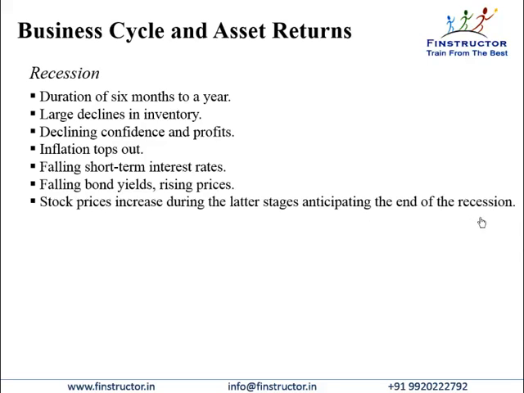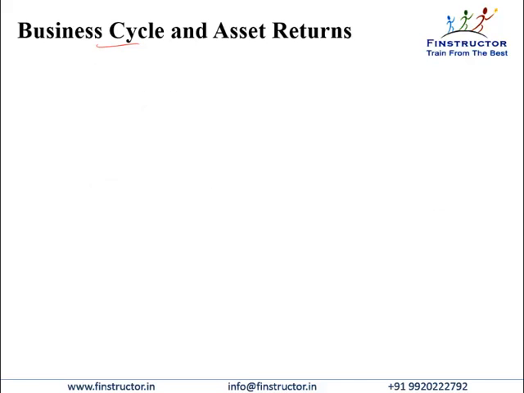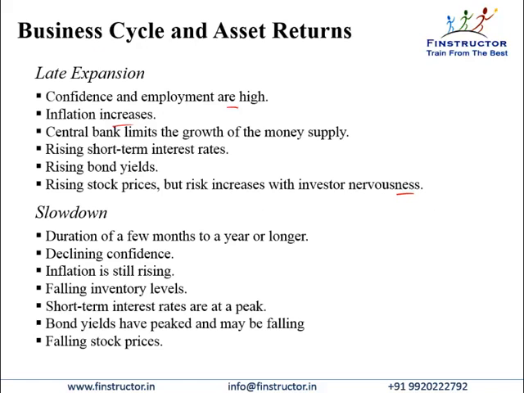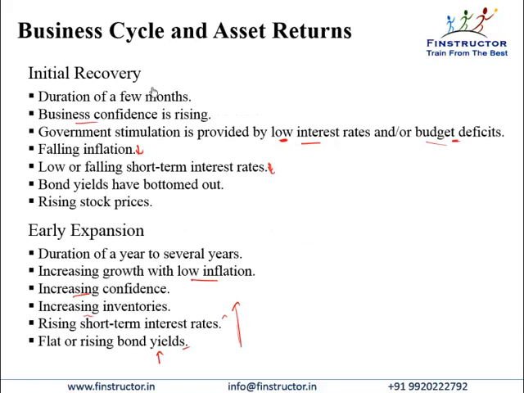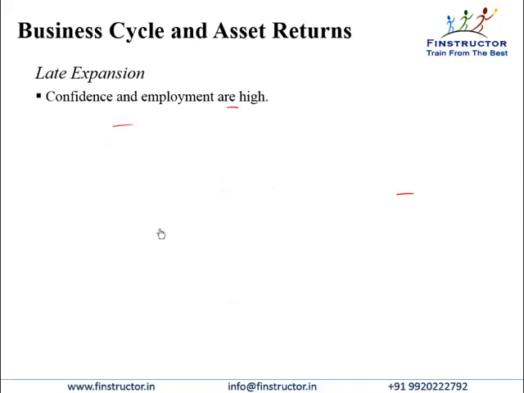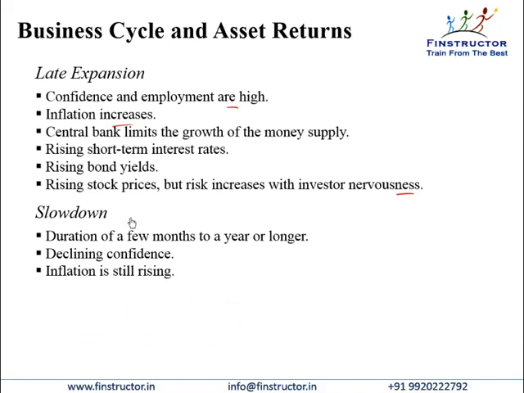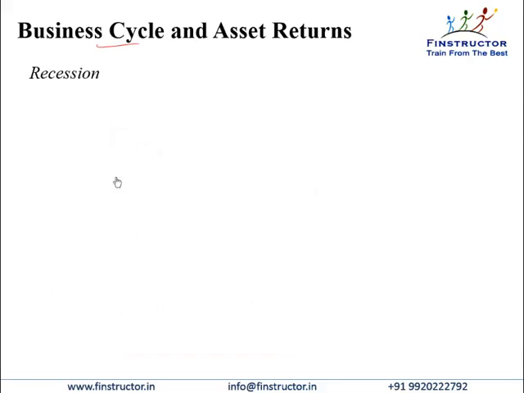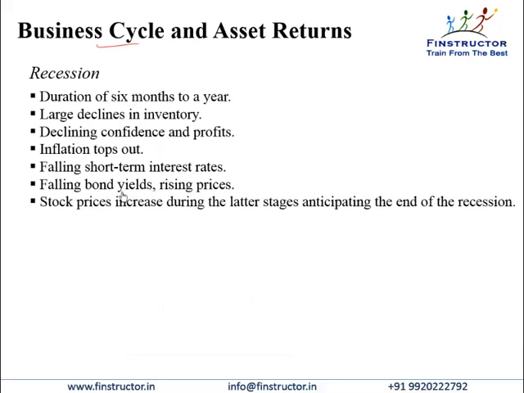So please try to memorize the characteristics of the 5 phases of the business cycle that can have a length of 8 to 12 years, increasingly becoming shorter as we see from the economic data around us. But the 5 phases include initial recovery, early expansion, late expansion, slowdown, and recession. Please memorize the characteristics.